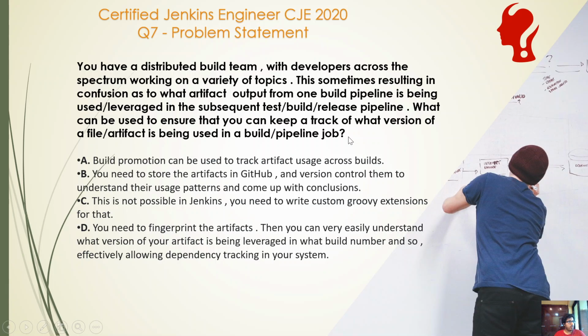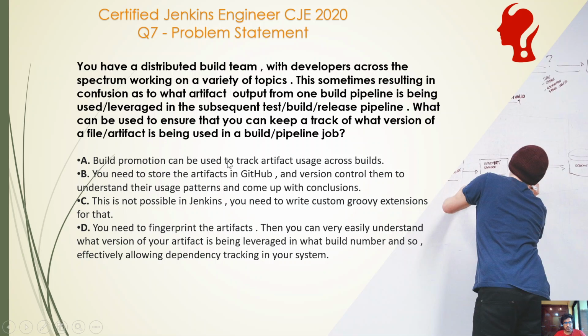So basically, you are getting an artifact from one build job and it is used in another subsequent step, and you want to track what the dependency is, what is being used where. Basically you want to keep track of your artifacts, its dependencies, which build version, what version number of what build is using what version number of what artifact. So what are the options?